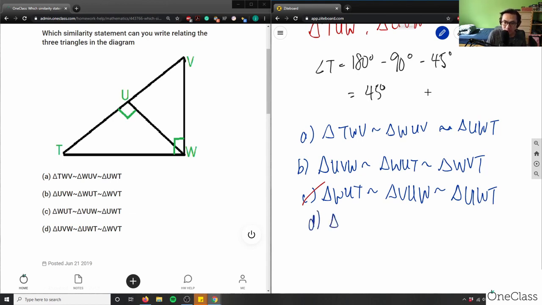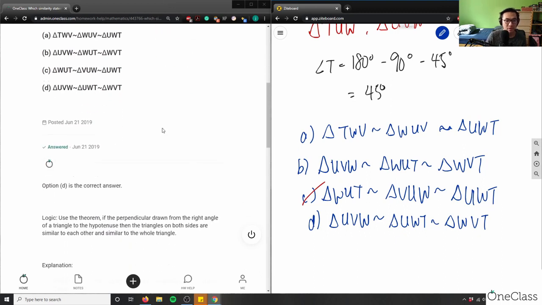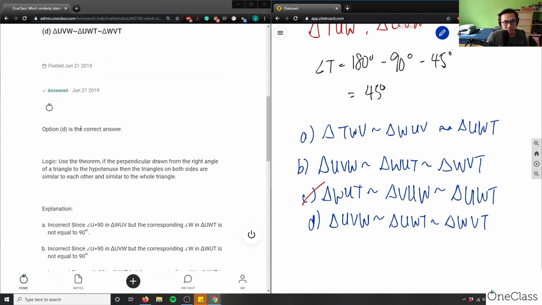I have D is triangle UVW is similar to triangle UWT, which is similar to triangle WVT. So again, UVW is this top triangle here, UWT is this bottom triangle here, and WVT is the big triangle here. So A, B, and D all incorporate these three triangles. So let's look at the solution here. It says option D is the correct answer.